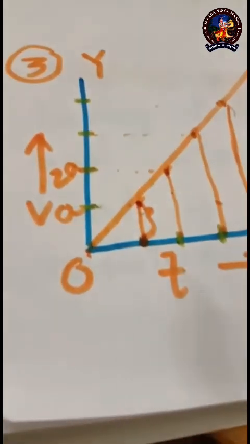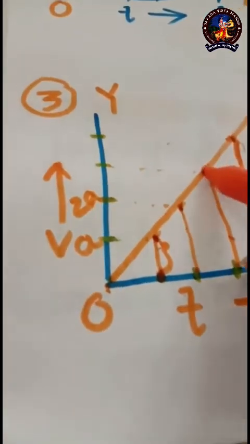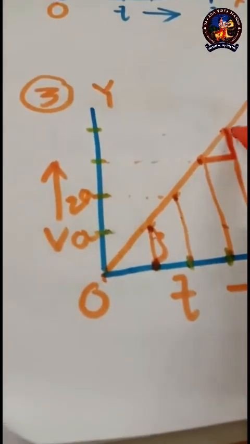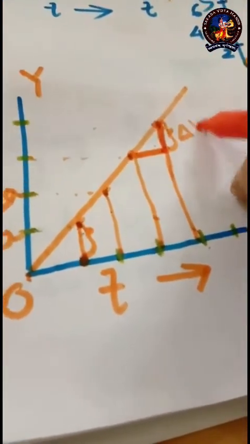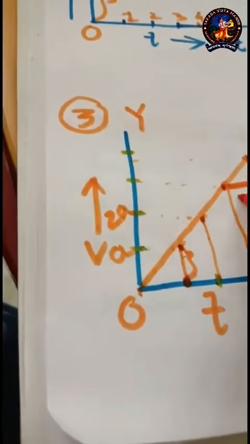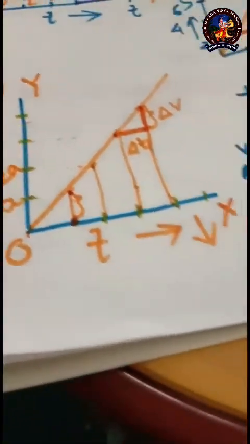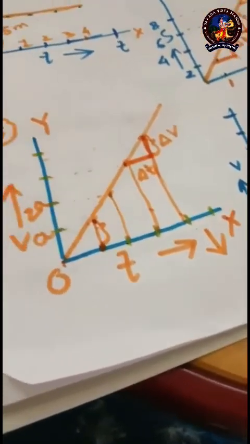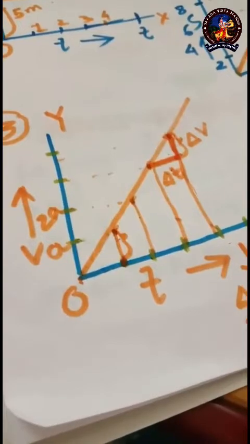Understand? So from the slope of this graph, what will we be getting? Slope means I am getting a right angle triangle, and what is this representing? This is del V, because on the y axis we are getting velocity, and on the x axis we are getting time, so that will be representing del t. So what is the slope of this graph represented by? The slope of the graph is representing del V by del t.